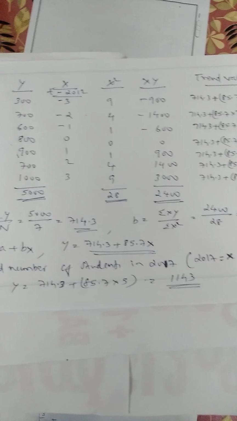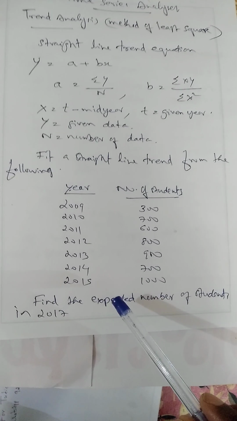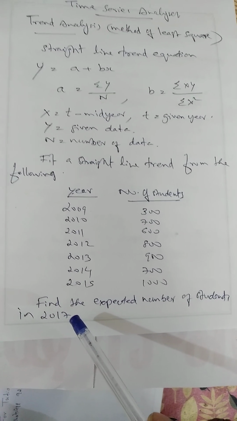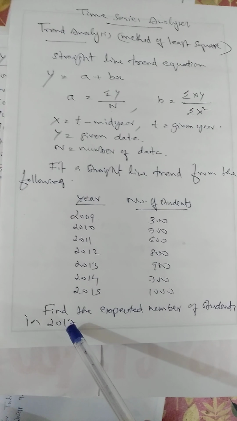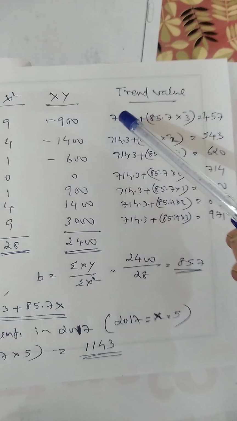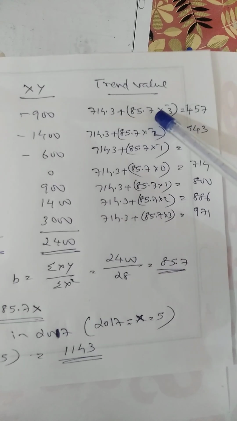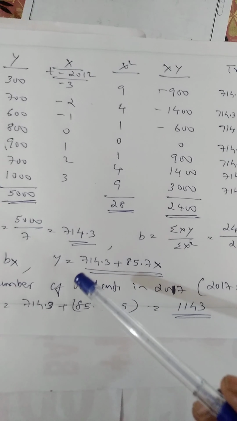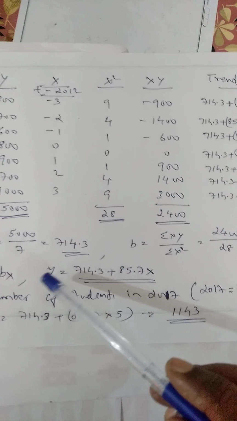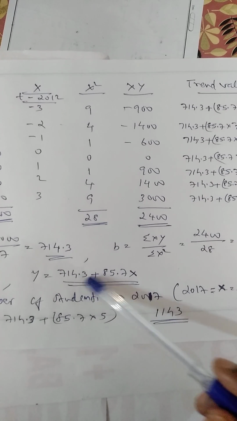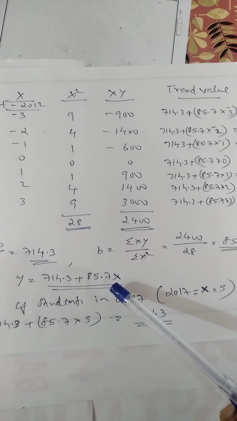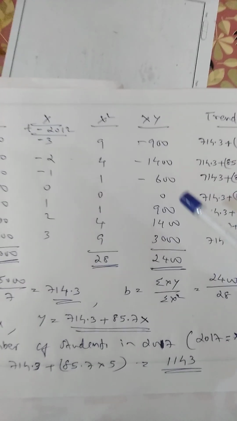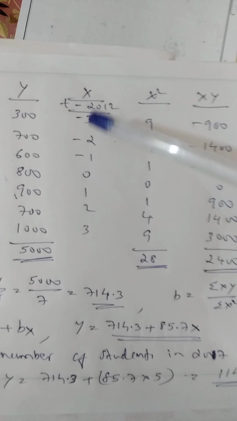Okay, but there is one more question in there. Find the expected number of students in 2017. Based on this trend value, you have to find the value of 2017 also. Before that, we have to find the trend values. To get the trend values, we consider this straight line trend equation, which is y is equal to a plus bx, 714.3 plus 85.7 x. We consider this equation and we apply the value of x.